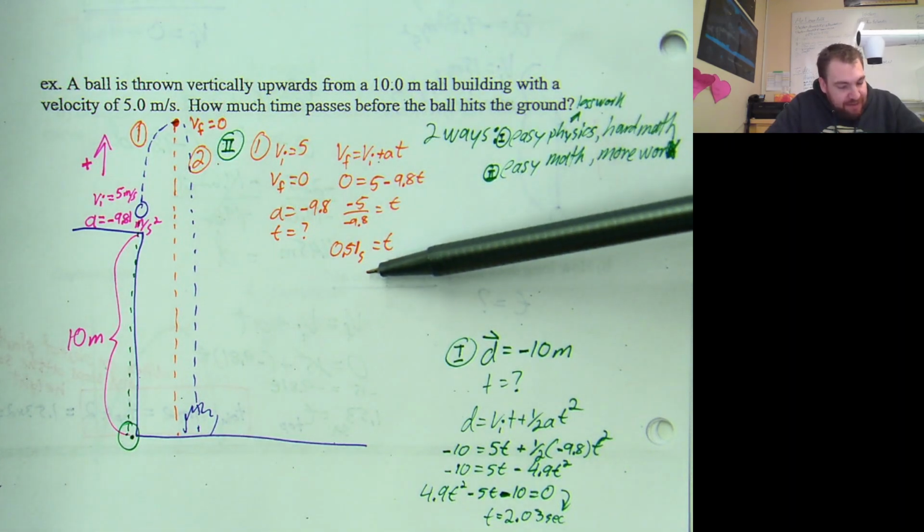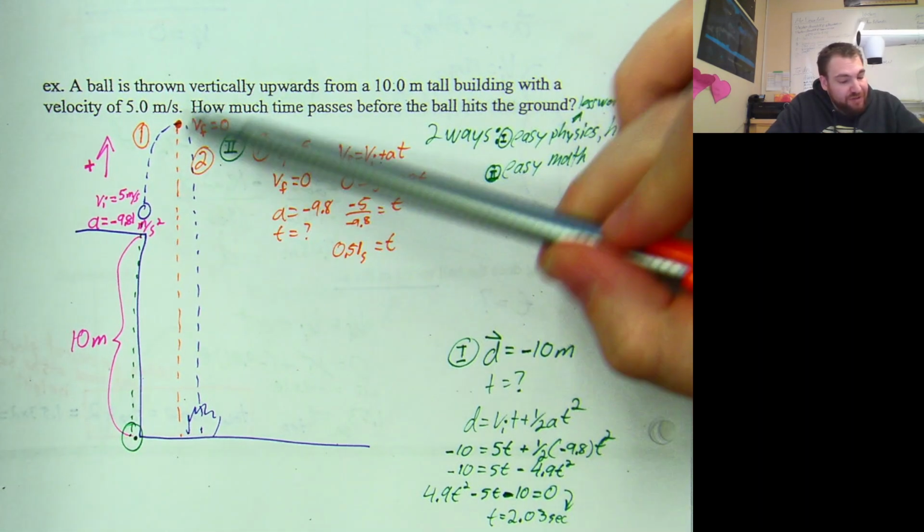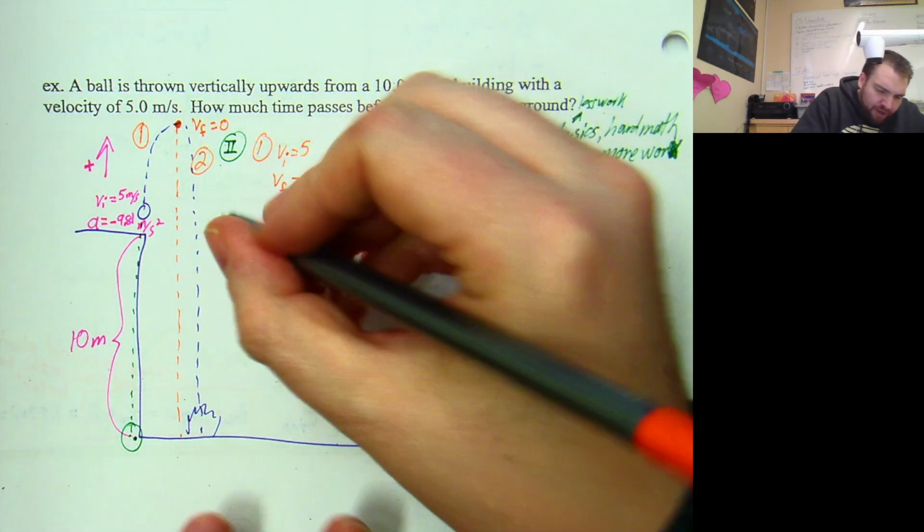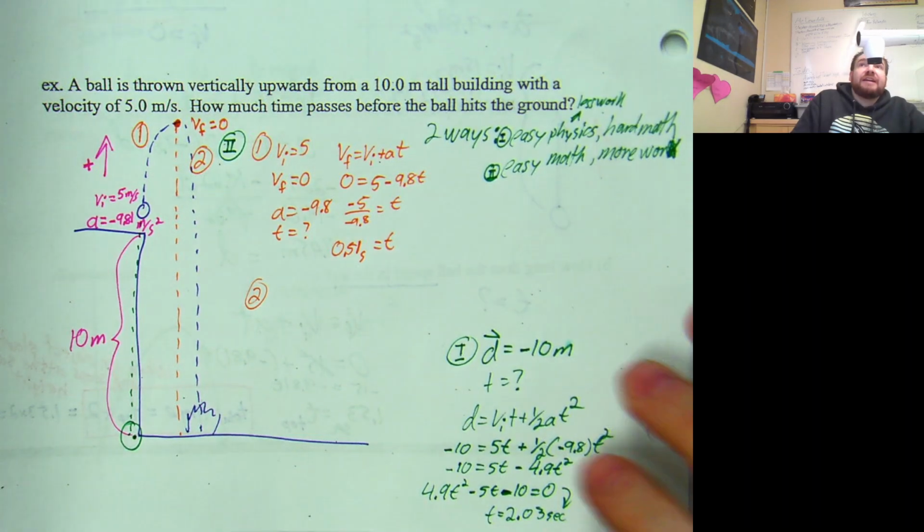This time right here is the time it took the ball to go from where it was first thrown to the top of the arc. Half a second. Now, we're going to start up with the second half of the problem.